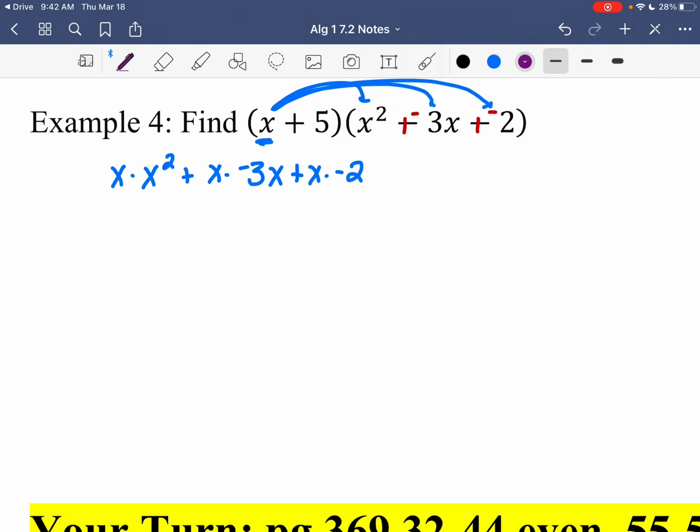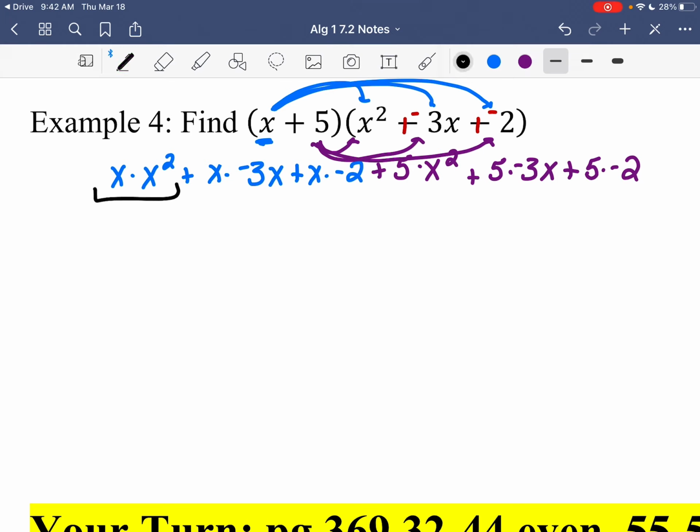All right. Plus, now I need to multiply by the 5. So plus 5 times the x to the second, plus 5 times the negative 3x, plus 5 times the negative 2. Now we multiply. What is x times x to the second? That's x to the 1. So here I've got 1x, here I've got 2 x's. So really I'm multiplying 3 x's, so that would be x to the third.